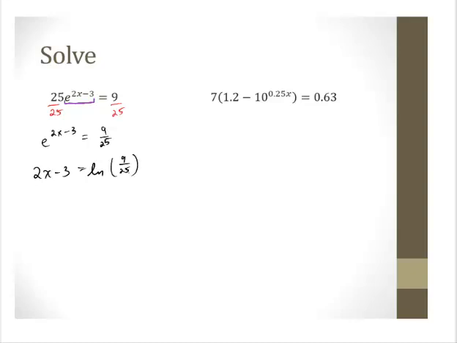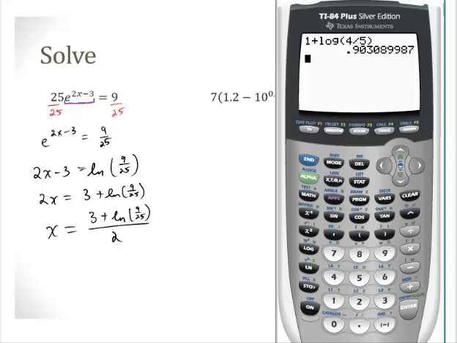Now I'll solve for x. I'll add 3 and I'll divide by 2. So x is equal to 3 plus the natural log of 9/25, all divided by 2. Let me approximate that. So now if I'm thinking on the calculator, I'm going to need parentheses around the entire numerator before I divide by 2. So parentheses, 3 plus natural log 9/25. I'm going to close the natural log, close the numerator, and divide by 2. 0.9892.